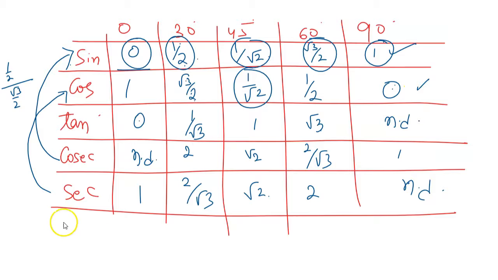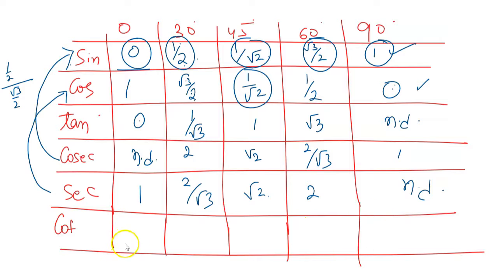The final value we have here is cot. For observing the values of cot, I need to look at the column of tan, right? Because cot is 1 by tan. So 0, I will reciprocate, it will be not defined. 1 by root 3, I will reciprocate, it will be root 3. Similarly, 1 by root 3, and not defined, if I reciprocate, I will get 0, right?